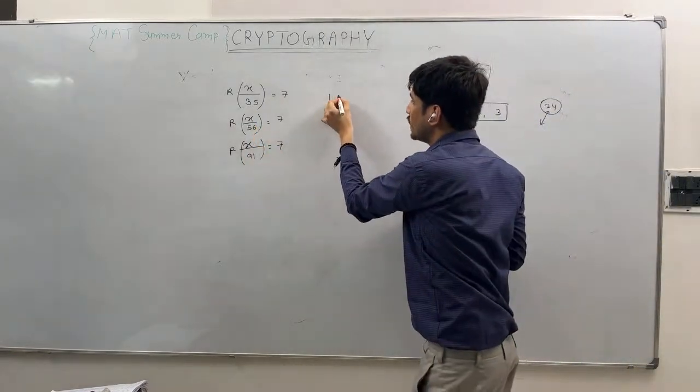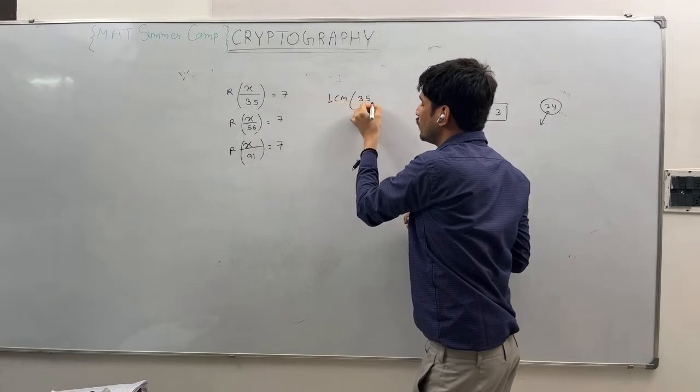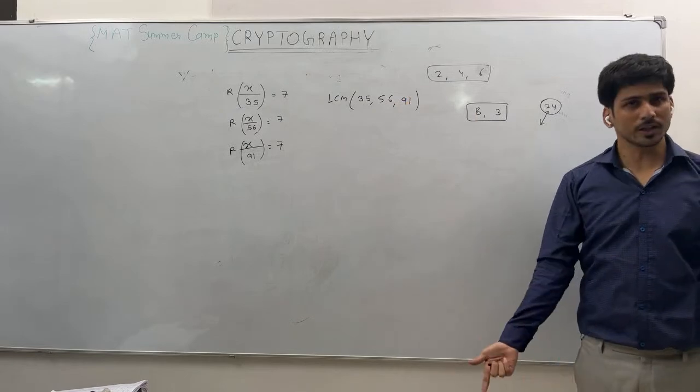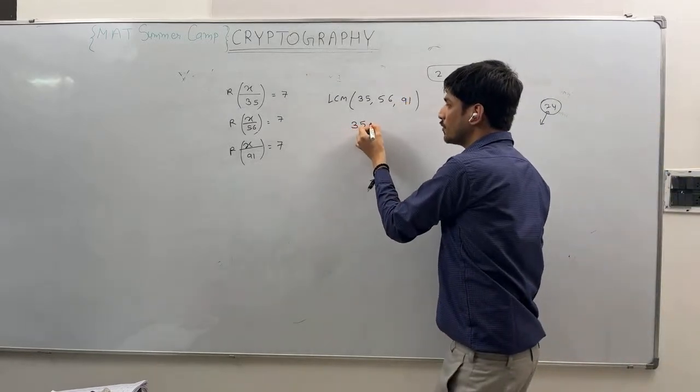So the first step will be to find the LCM of 35, 56, and 91. How to find the LCM? Prime factorization. So 35, what can I write?